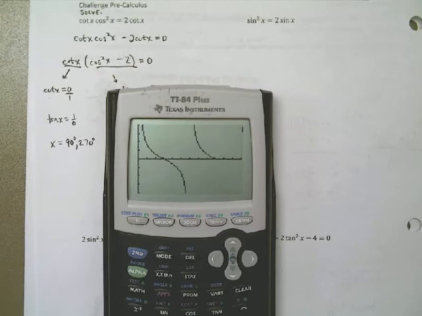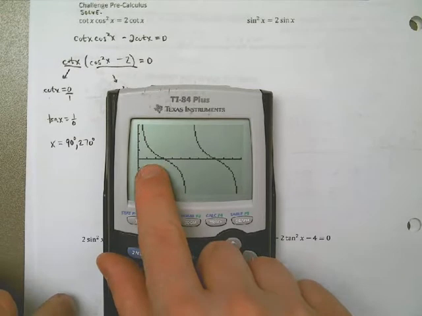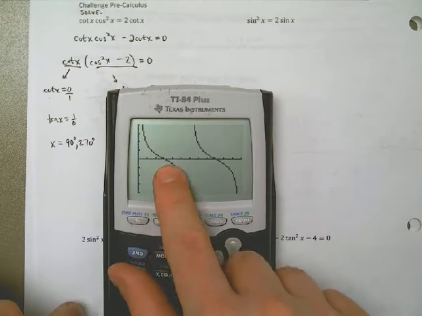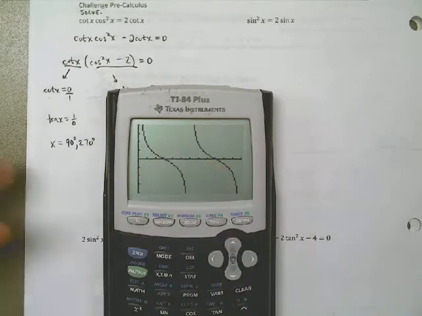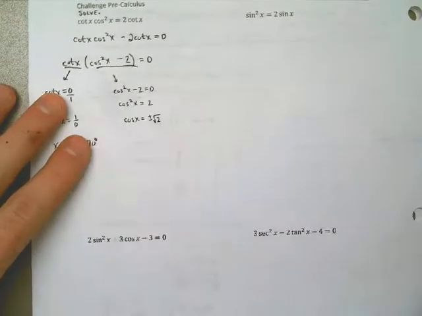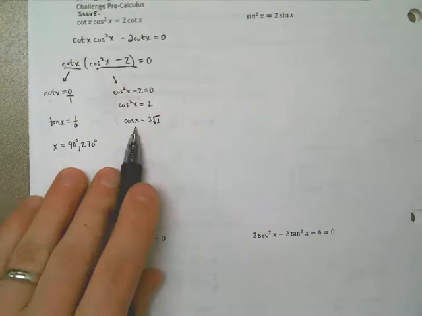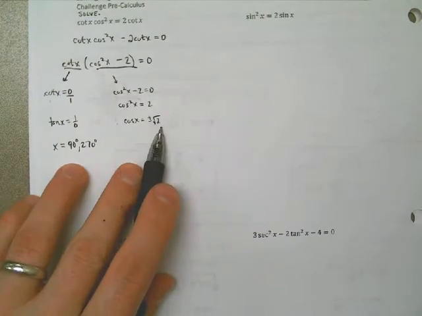When I graph this, here comes the cotangent function. I see that it's 0 in two different locations. Those two locations, I remember my tick marks I said would be 30: 30, 60, 90, and 270. So there's another way to do this. You can use your grapher. Alright, for the other one.